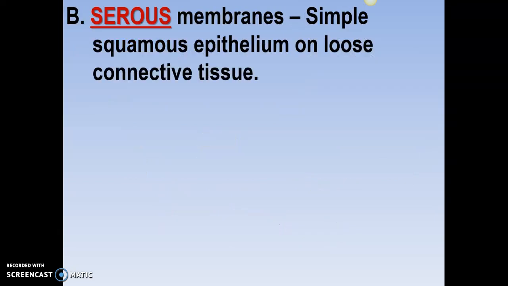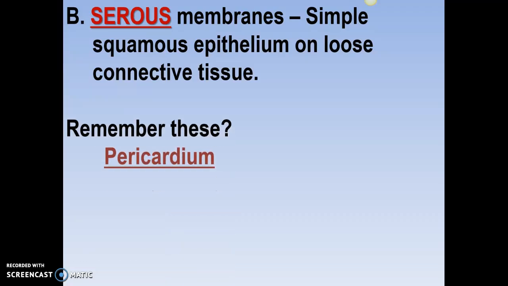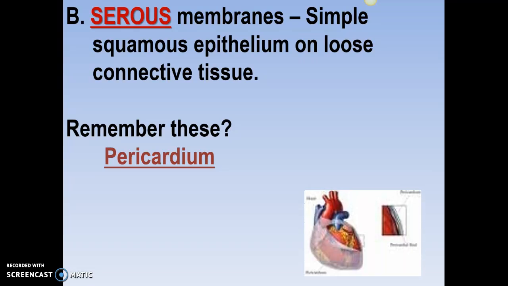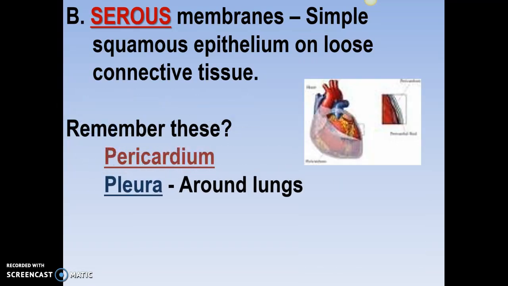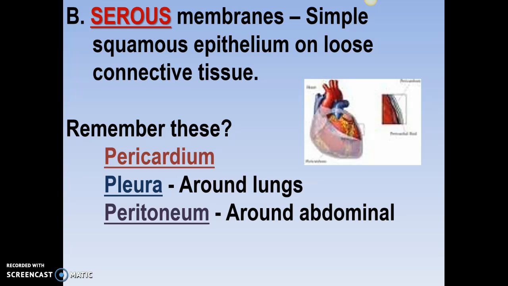The serous membranes, you know these already. They are simple squamous epithelium, a very thin layer of epithelium sitting on top of loose connective tissue, and they act like Teflon, basically, to keep friction free inside, like the pleura membranes around the lungs, the pericardium around the heart, and the peritoneum around the abdominal organs. Remember those, they're good to know.